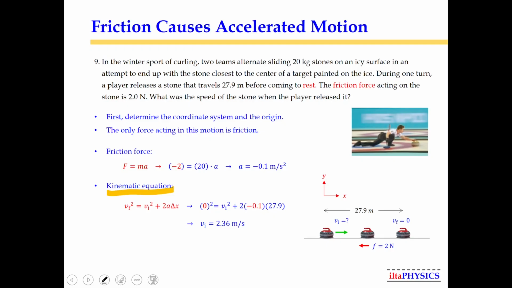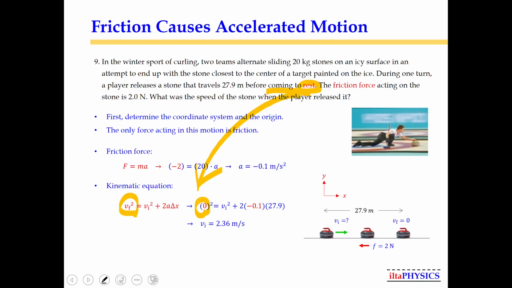We know the displacement, which is 27.9 meters, but we don't have information about time. So we use the time-independent formula called the velocity displacement equation. Since the stone must eventually stop, the final velocity v(f) is 0.